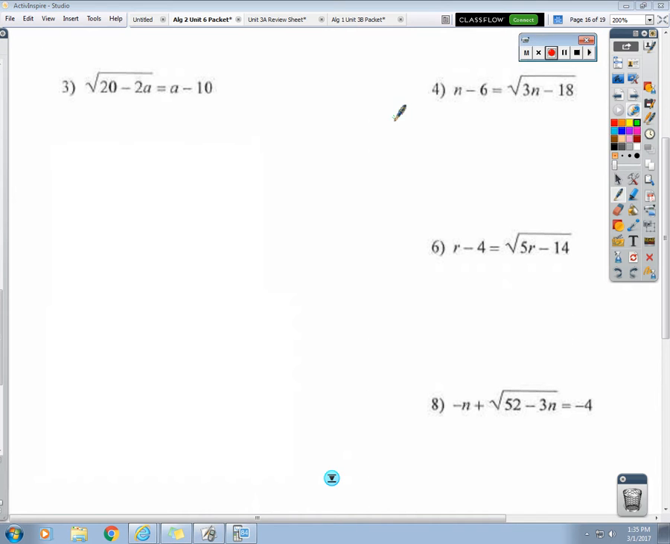The first thing that I need to do is get rid of this square root. To get rid of it, I square it. Okay, and that leaves just 20 minus 2a. But since I squared this side, I must square this side. Well, there's two things over there, so you're squaring it all. a minus 10 squared literally means a minus 10 times a minus 10.